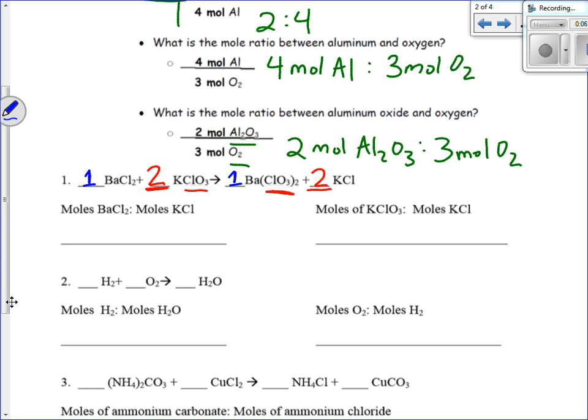So if I'm doing moles of BaCl2, barium chloride, I have 1 mole to how many moles of potassium chloride? How many moles? 2 moles. Okay, over here. Moles of potassium chlorate. How many moles? 2 moles going to how many moles of potassium chloride? 2. So this is a 2 to 2 ratio.